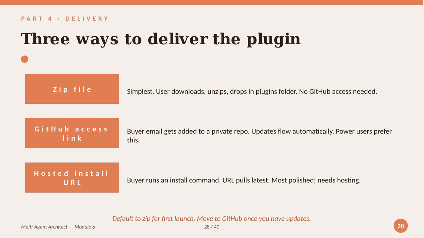GitHub access link. The buyer's email gets added as a collaborator on a private repository. Updates flow automatically. They pull the latest from GitHub. Power users prefer this because it integrates with their dev workflow. Requires you to maintain a private repo and manage collaborators.